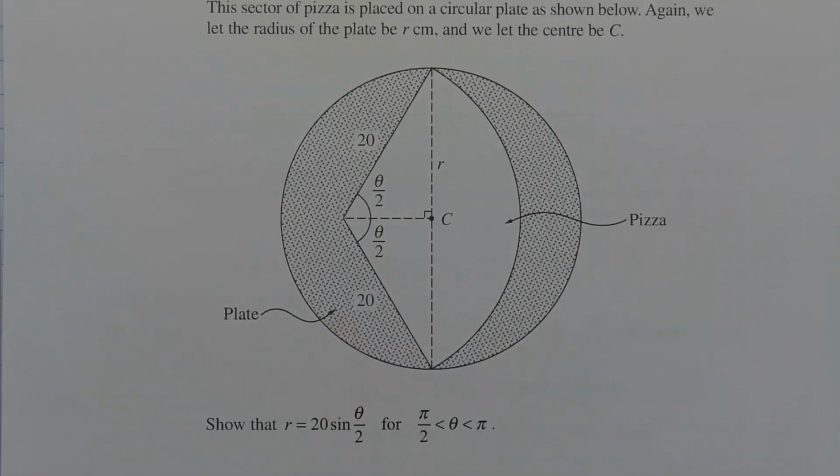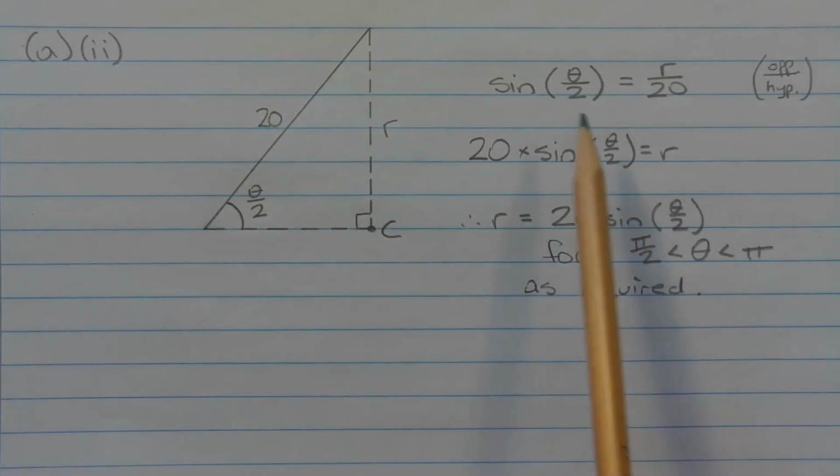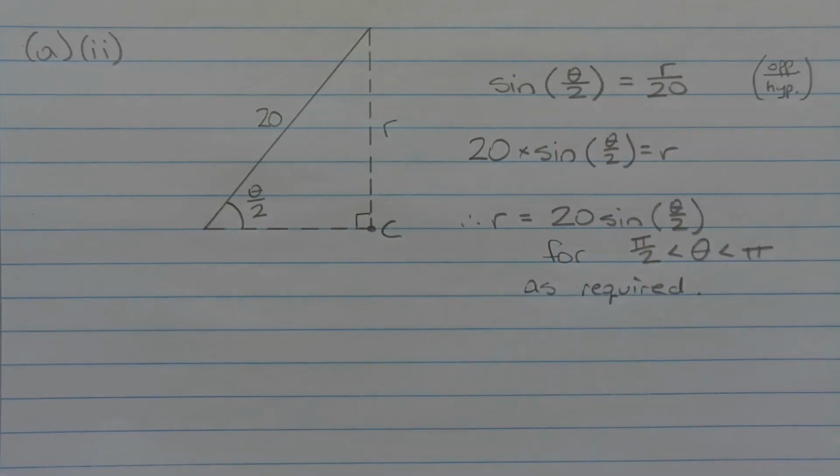Consider either of the two right angle triangles. Now both right angle triangles are congruent since corresponding sides are equal in length. Now it's a right angle triangle, so we can apply regular right angle trigonometry. So we have an opposite side and a hypotenuse, and opposite over hypotenuse is represented by the sine ratio. So sine theta over 2 is equal to opposite over hypotenuse, and we can write that as an equation. So sine theta over 2 is equal to r over 20.